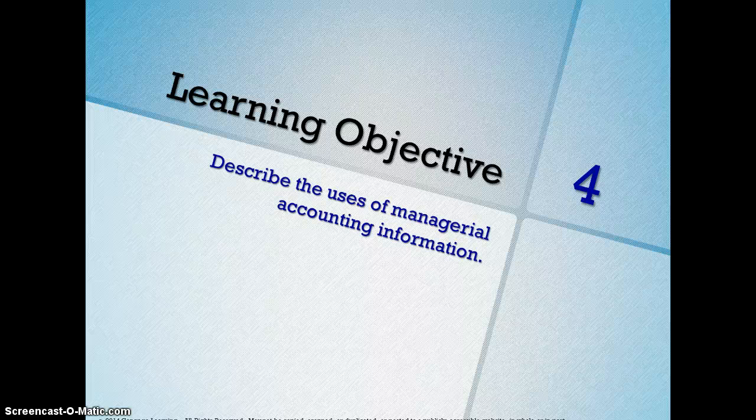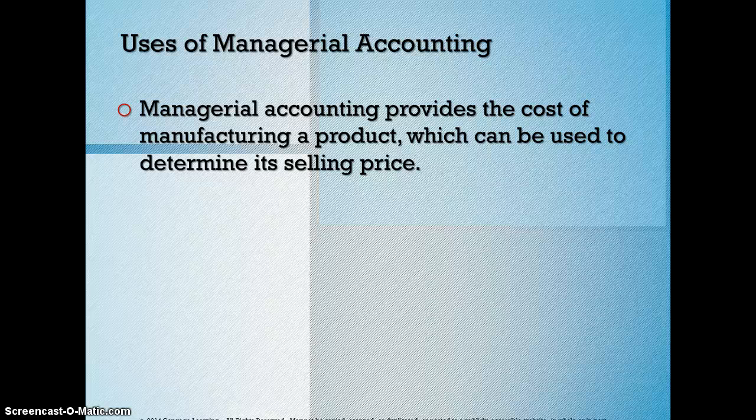So today's lecture is actually going to cover the last objective in this chapter, Objective 4. It is extremely short and extremely small, and it's just going to describe the uses of managerial accounting information. All of those things that we've talked about and introduced to you in this chapter, we're going to talk about how they are used.